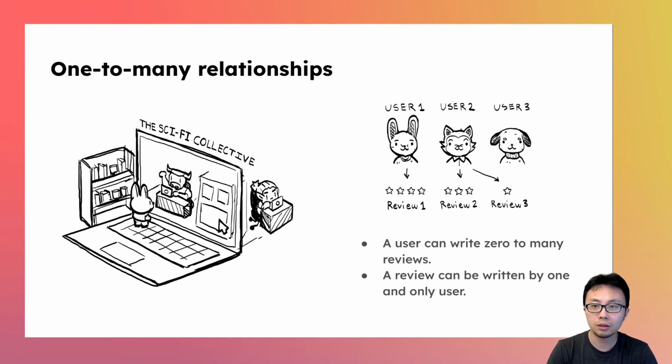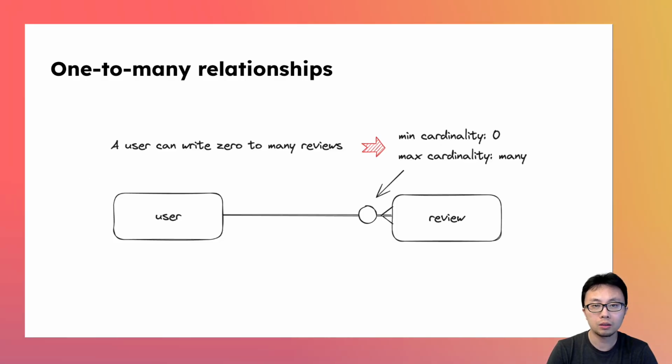Let's go from here and develop the two directional relationships one after another. A user can write 0 to many reviews. Based on this, we can develop the directional relationship from user to review. The min cardinality is 0 and the max cardinality is many, so you can add the two symbols accordingly. Since the direction goes from user to review, both symbols should be placed closer to review.